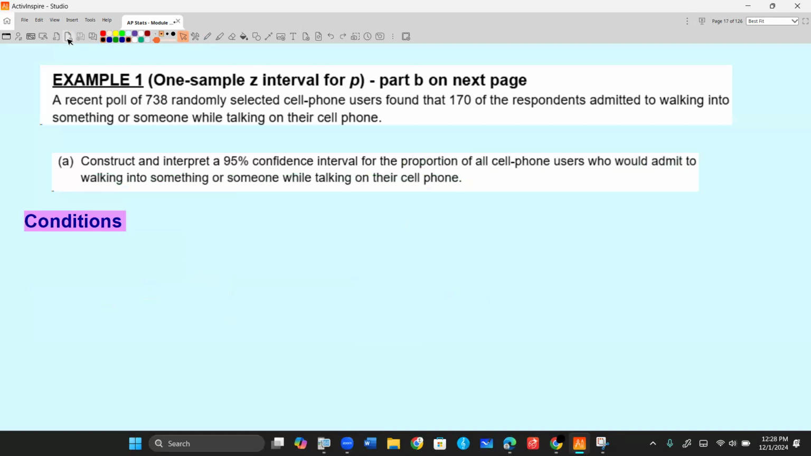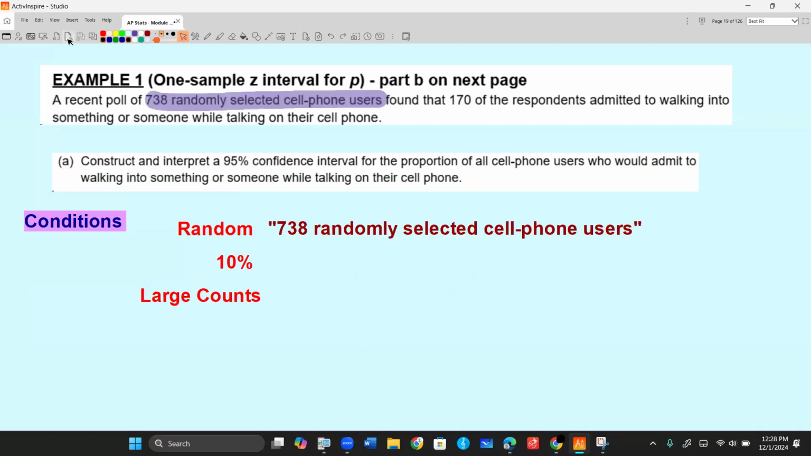But the next part we want to do is check our conditions. We've done this before in our previous lesson. So it's the random, the 10%, and the large counts. So we have our random condition. We just want to make sure we repeat that. So we can paraphrase 738 randomly selected cell phone users as stated in the problem.